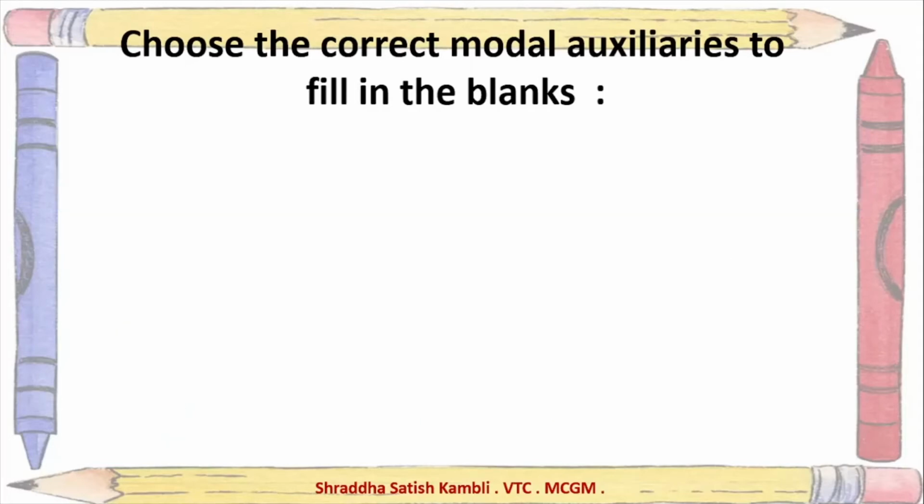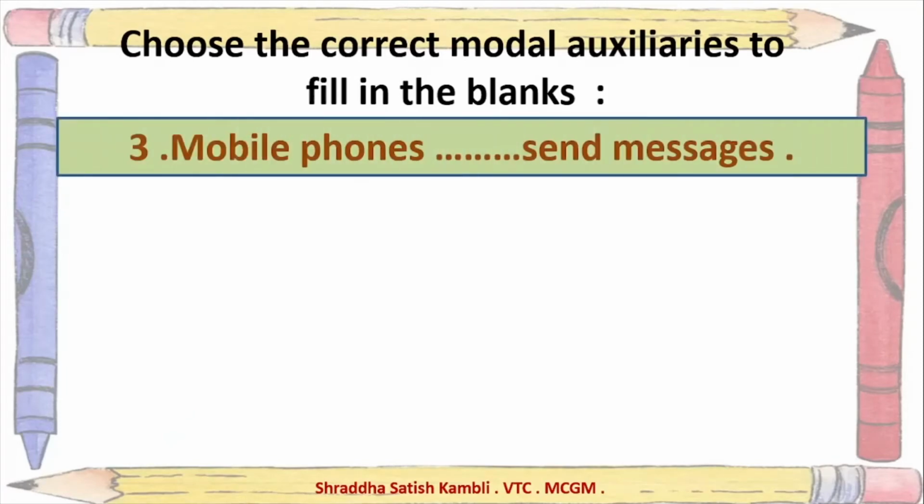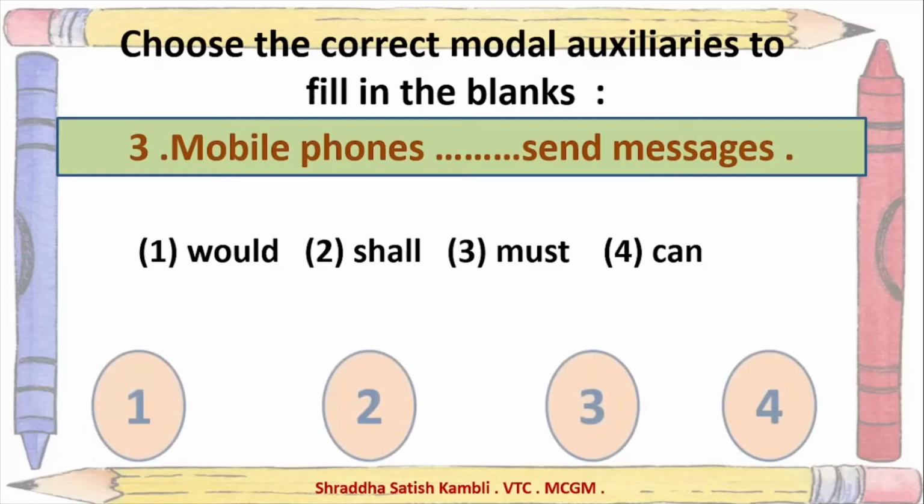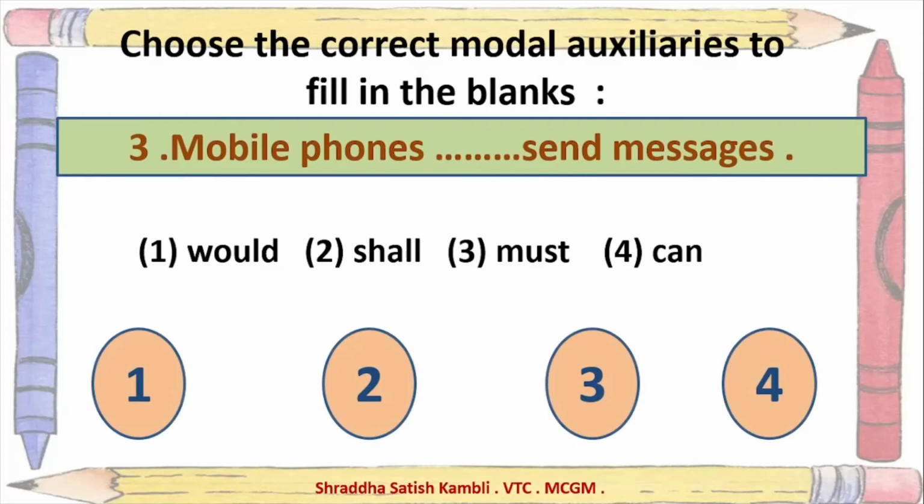Coming to the next one. It is the third question. Mobile phones dash send messages. Mobile phones would send messages. Mobile phones shall send messages. Mobile phones must send messages, or mobile phones can send messages. So what do you think will be the correct option? Is it 1, 2, 3 or 4? It is the 4th one. Mobile phones can send messages means mobile phones have the ability to send messages.